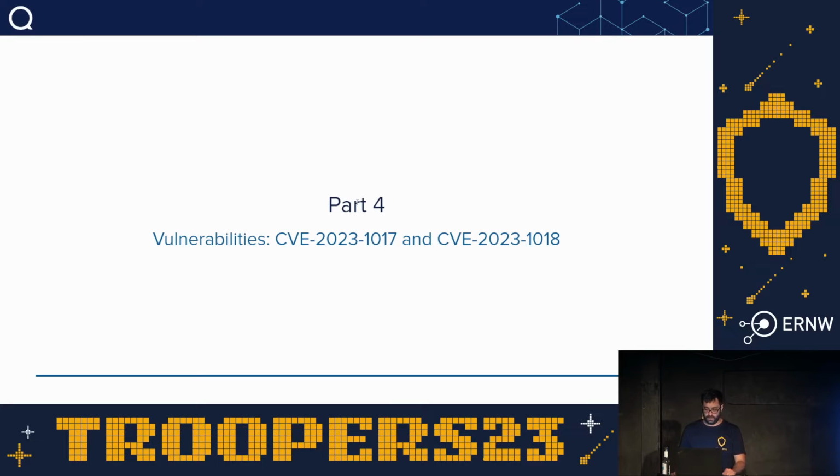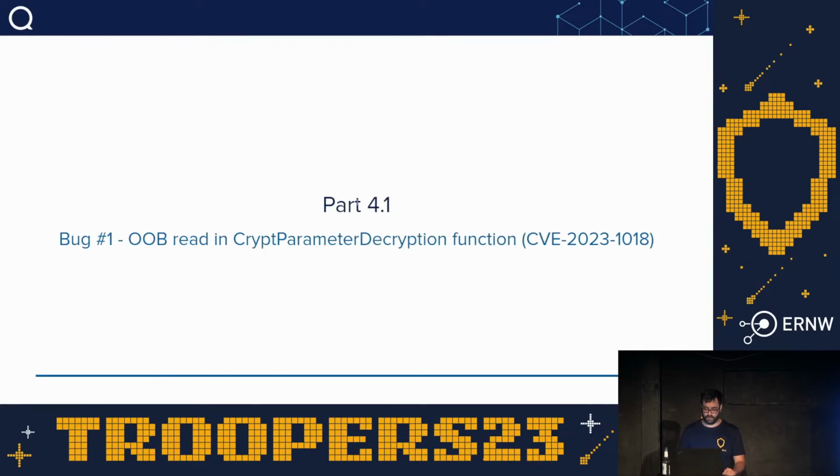So let's dig into the vulnerabilities themselves. The first bug I found was an out-of-bounds read in the crypt parameter decryption function. And it was assigned .cb, it's 2023-10-18.